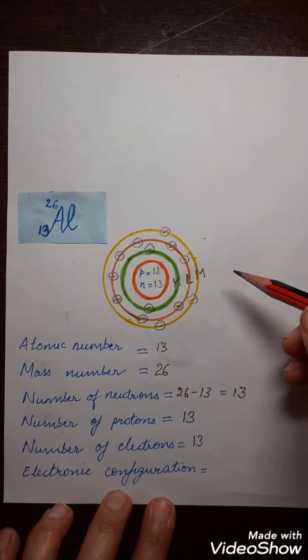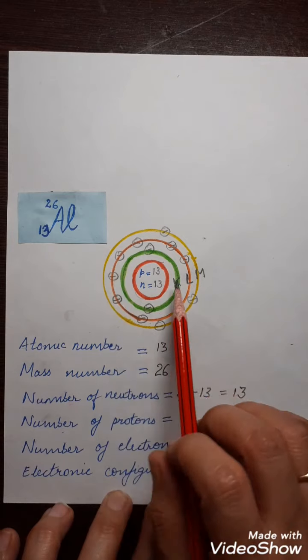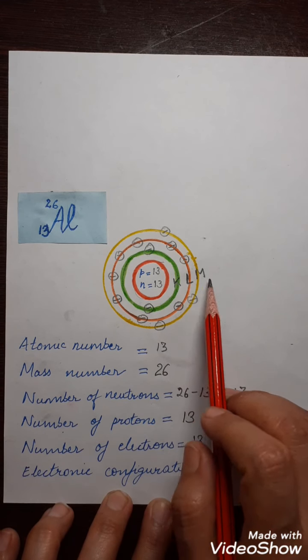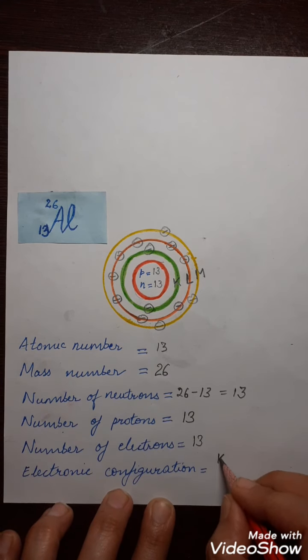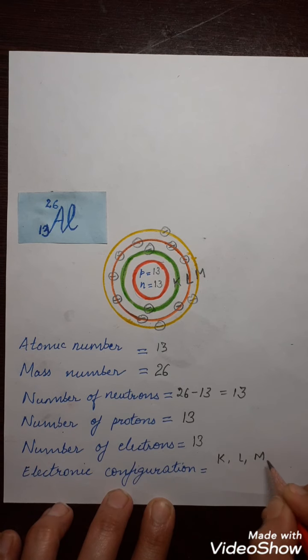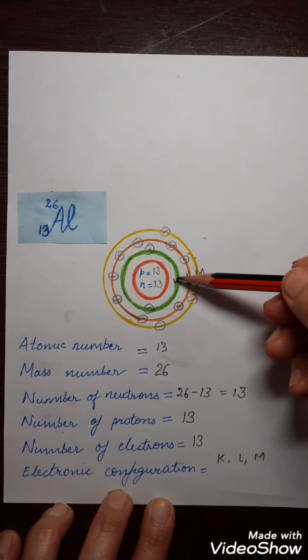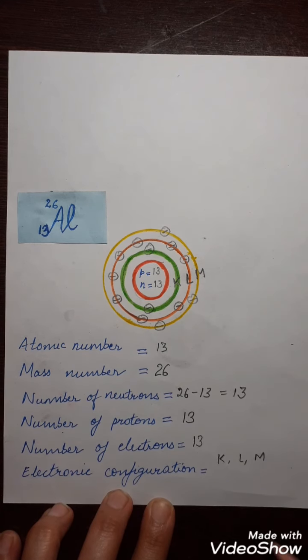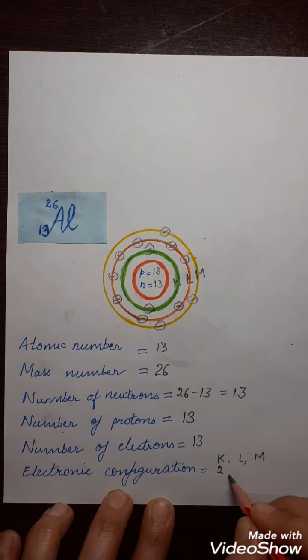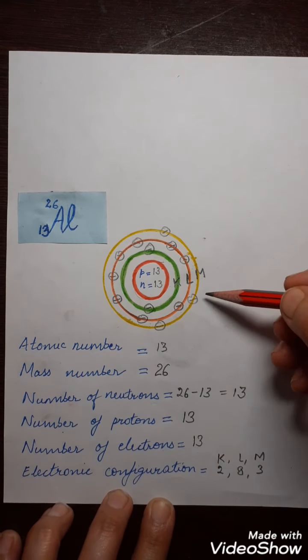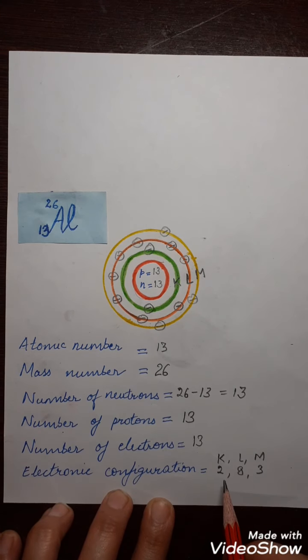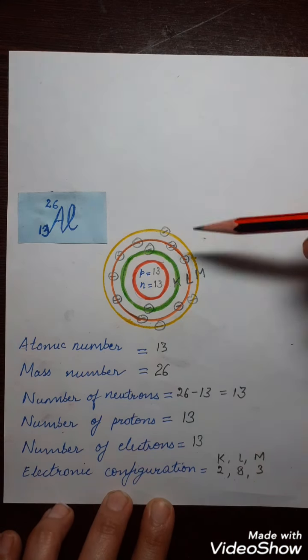So how many shells are there in the aluminium? 1, 2, 3. 3 shells are there: K, L and M. And what is the electron arrangement in these orbits? 2 electrons in the K shell, 8 electrons in the L shell and 3 electrons in the third or the last shell. So electronic configuration will be 2, 8, 3. Okay. So this is the electronic configuration for the aluminium.